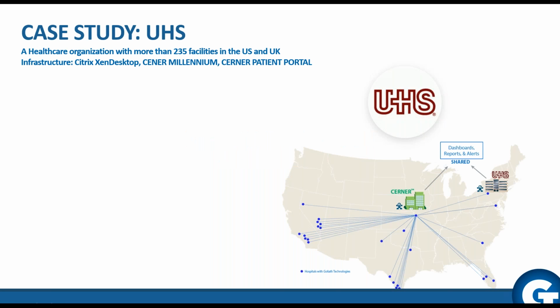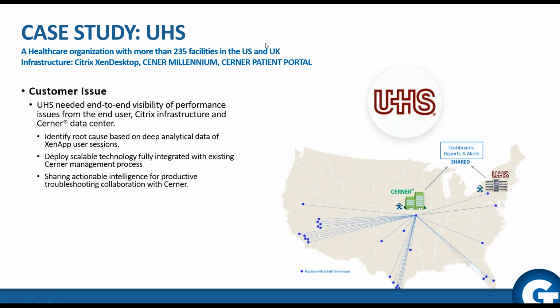All right. So the first case study that we're going to talk about here is our UHS deployment. And UHS is a very large hospital organization that we've been working with for quite a number of years. They've been a client of ours since 2013, and they have something like $8 billion in revenue. So they're a very, very large infrastructure out there. And their infrastructure is XenDesktop. They're delivering Cerner Millennium and Cerner's Patient Portal across that infrastructure.